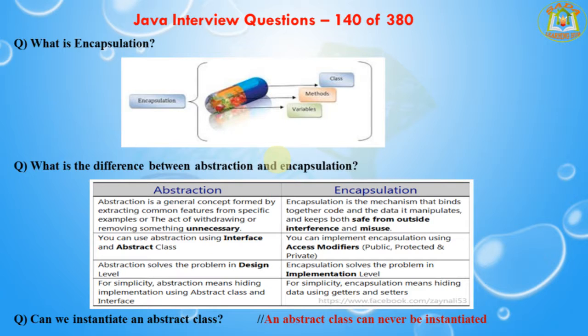The next question is, can we instantiate an abstract class? An abstract class can never be instantiated. Its sole purpose is to be extended or subclassed.